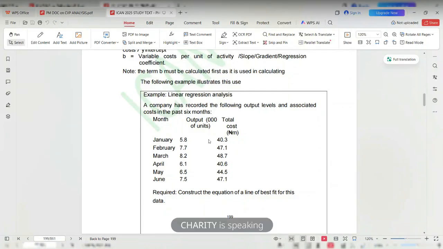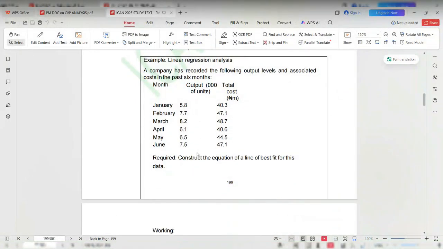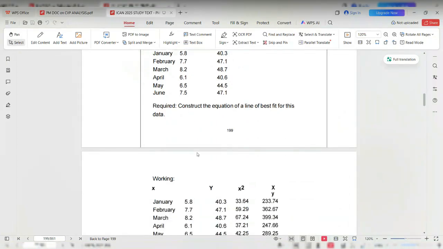Y is the output of units, while X is the total cost. You have interchanged it. I said X is always your unit. Y is your cost. Sorry, the total cost is your Y. The 5.8 is depending on the unit, your unit. Yes, X is your unit.